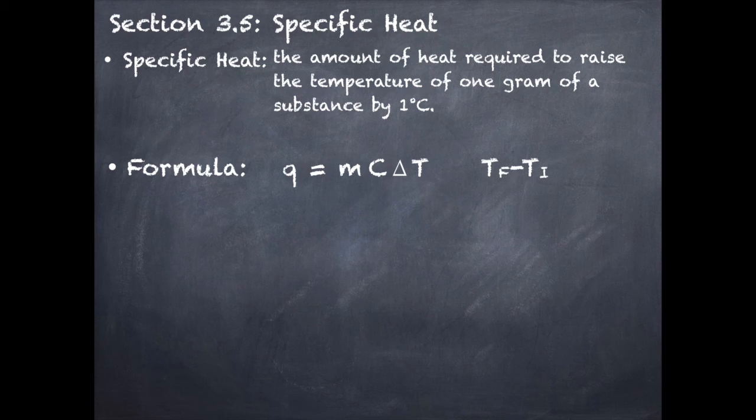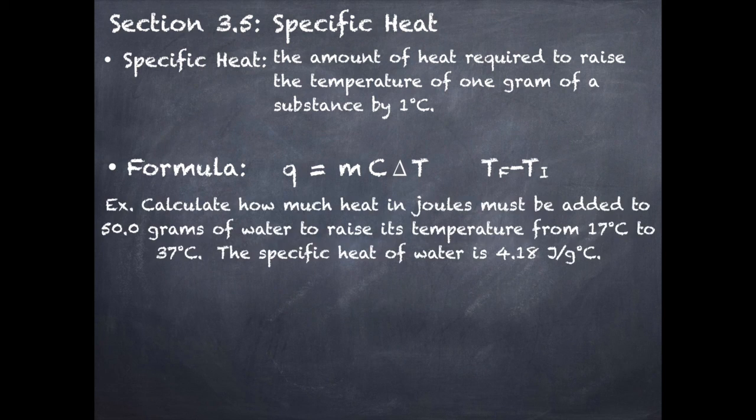So, for example, if you start off at 10 degrees Celsius and the temperature increases to 20 degrees Celsius, the change in temperature would be 10. However, if you start off at 20 degrees Celsius and you decrease the temperature to 10 degrees Celsius, the change in temperature would be negative 10 degrees Celsius.